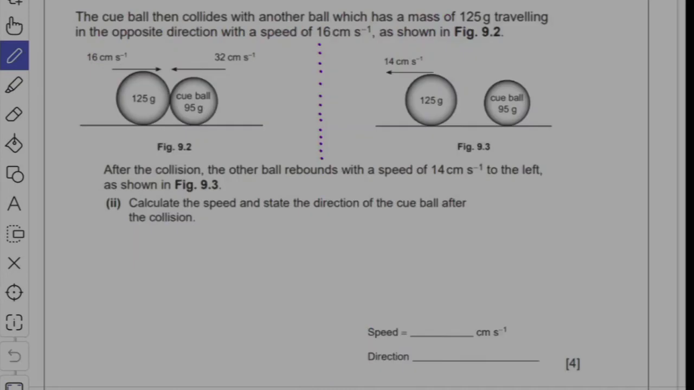So we're told that the cue ball then collides with another ball which has a mass of 125 grams travelling in the opposite direction with a speed of 16 centimeters per second as shown in figure 9.2. After the collision, the other ball rebounds with a speed of 14 centimeters per second to the left as shown in figure 9.3. Calculate the speed and state the direction of the cue ball after the collision.